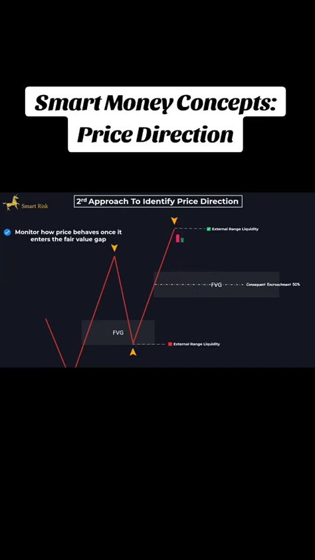Conversely, if price enters the fair value gap but violates the midpoint without showing any rejection, that's often a strong sign the market intends to break through the gap, flipping it into an inverse fair value gap. This newly formed inverse gap is now likely to act as a resistance zone going forward. Once internal liquidity has been addressed and a bearish inverse fair value gap is in place, it becomes a powerful confirmation that price is preparing to target external liquidity to the downside.